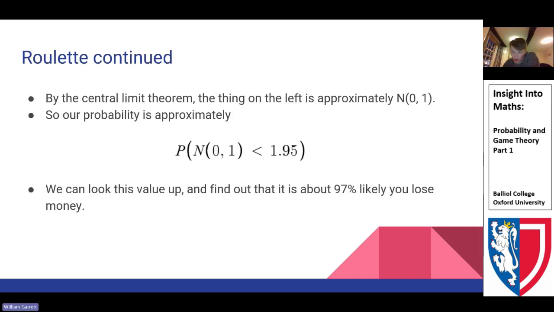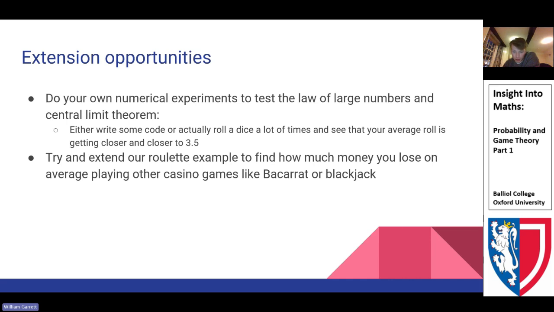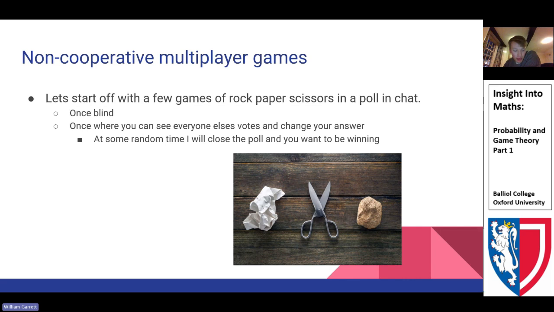Okay, so I think this is a natural place to stop for today. I'm going to come back to extension opportunities in a minute. I'd just like to give you a little teaser of what we're going to be doing on Thursday. We're going to move away from probability a little bit and talk more about multiplayer games, in which people are not working together. So non-cooperative multiplayer games. What we're going to be thinking about is, what does it mean for a strategy to be optimal in a game?